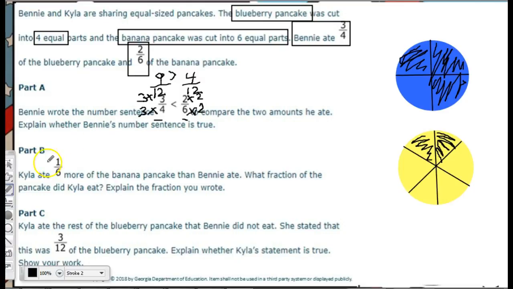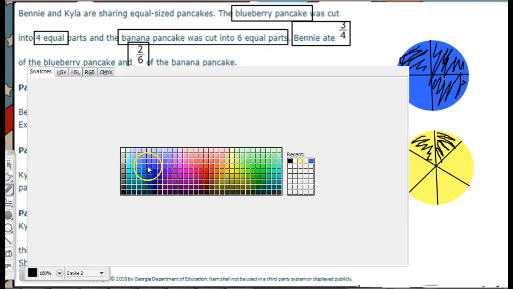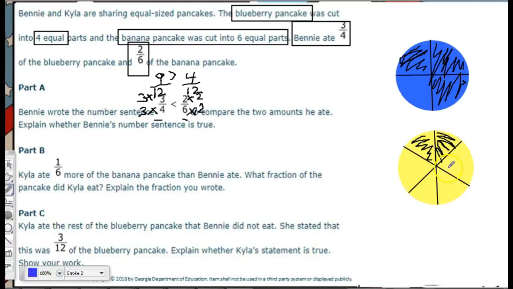All right, let's look at part B. Kayla ate 1/6 more of the banana pancake than Benny ate. What fraction of the pancake did Kayla eat? Explain the fraction that you wrote. So if she had 1/6 more of the banana pancake, let's put Kayla's as blue, then she had not 2/6, but 3/6. So Kayla had 3/6 of the banana pancake.